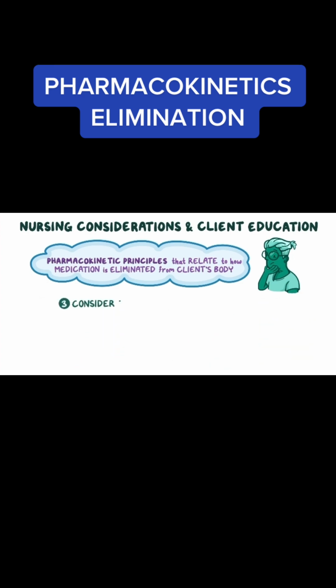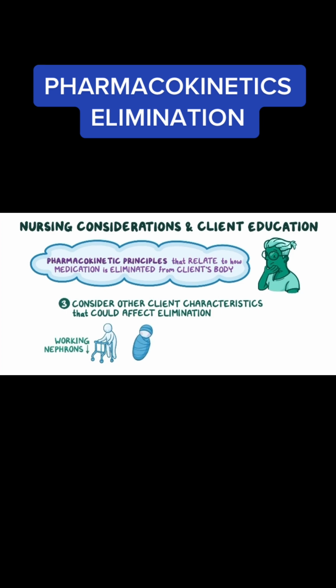Also remember to consider other client characteristics that could affect elimination. For example, as a person grows older, the number of working nephrons decreases. On the flip side, a newborn's kidneys are functionally immature. Both these client characteristics will have a big impact on medication elimination.